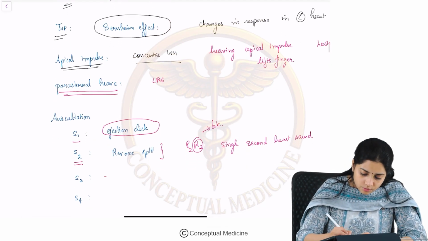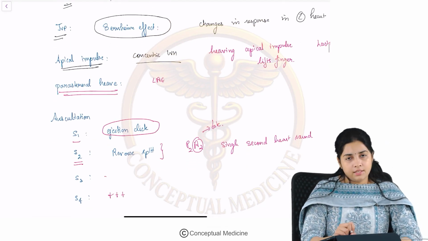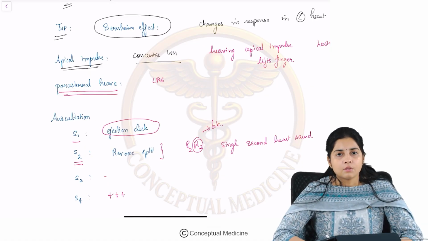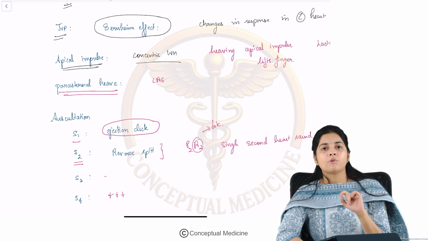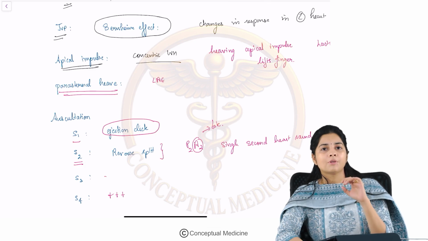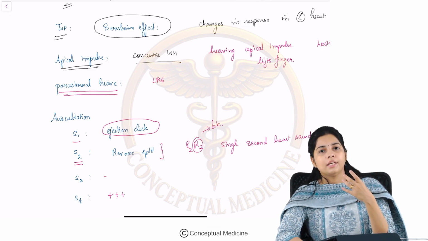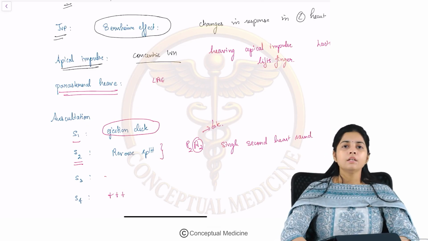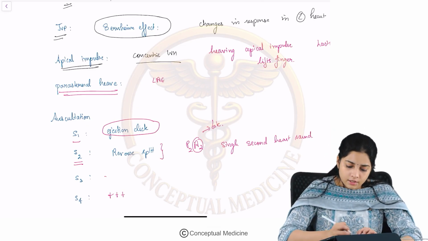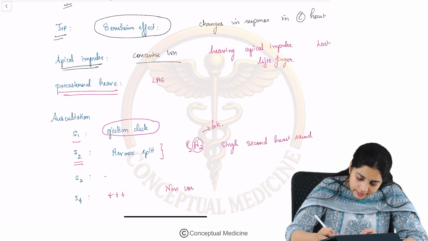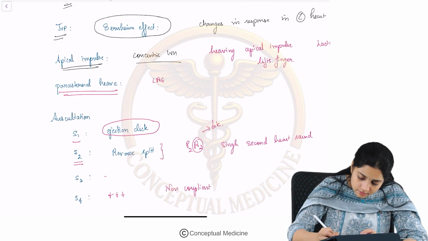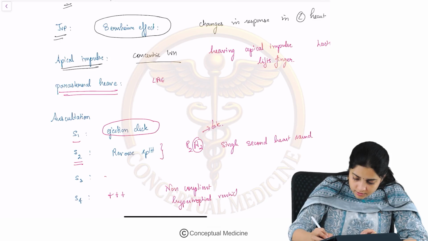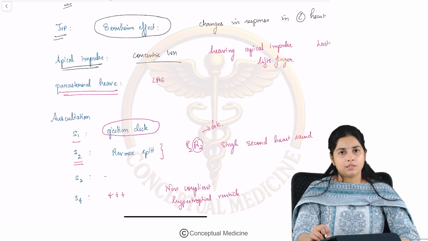S3, will you have? No. S4 is definite in aortic stenosis. Why? So, why is an S4 seen? S4 is seen mainly because of the contraction of the atria against a non-compliant hypertrophied ventricle which is seen in aortic stenosis. Alright, so there is a non-compliant and hypertrophied ventricle which is responsible for the fourth heart sound.